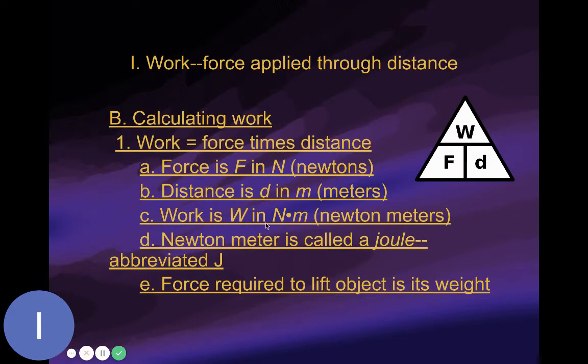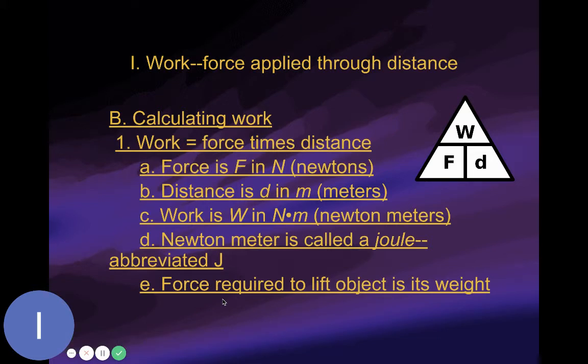Work is measured in a unit that we call joules, which is the same thing as a newton meter. So newtons times meters gives us what we call a joule. That joule is a new unit that we introduced in this unit, but essentially it's equal to a newton times a meter. The force required to lift an object is its weight.